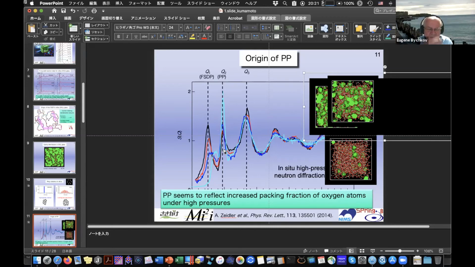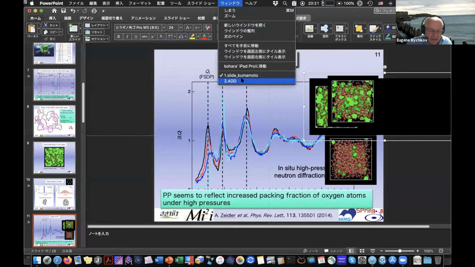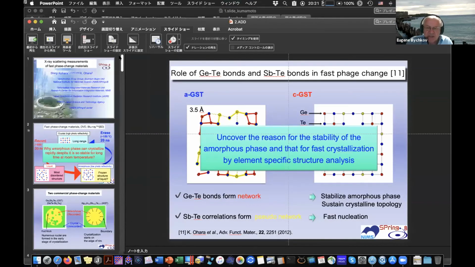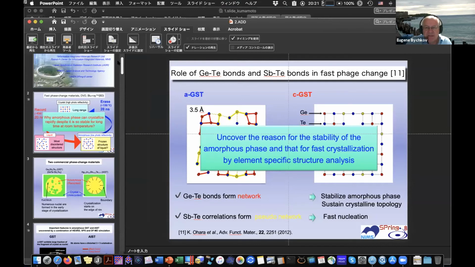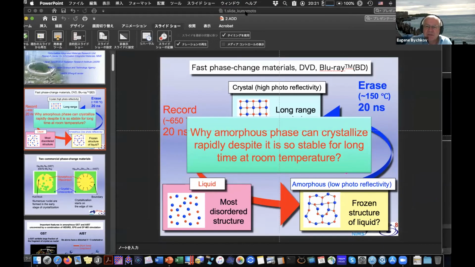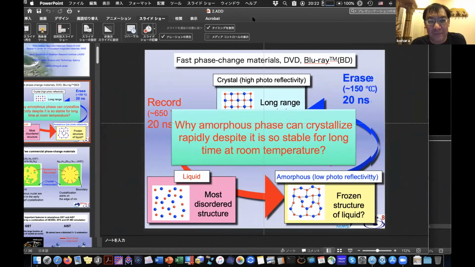I have another question. When you are talking about phase change materials, you apply short laser pulses, and to get the amorphous structure you mentioned the temperature 650 C. Was it measured, or was it some kind of estimation? What temperature do you have? Estimation. From what? This is the estimation.